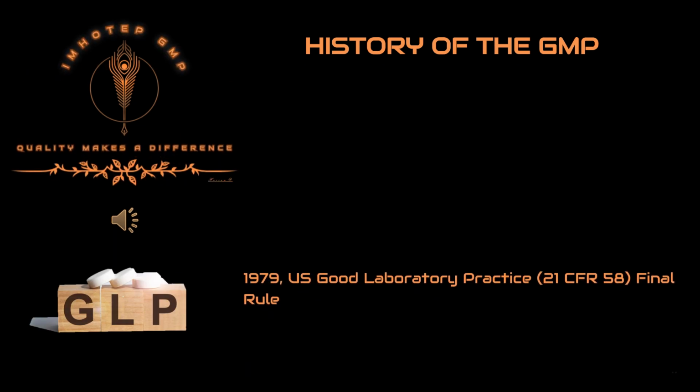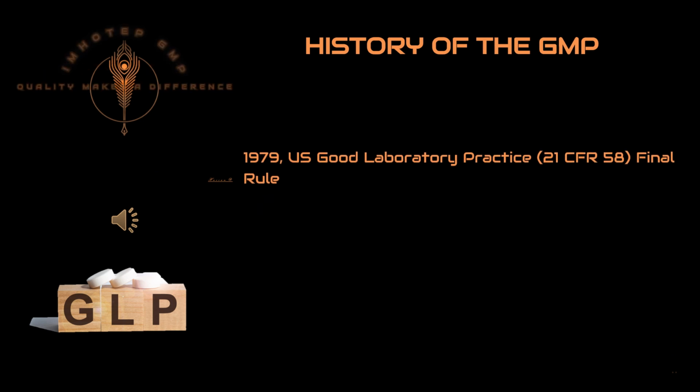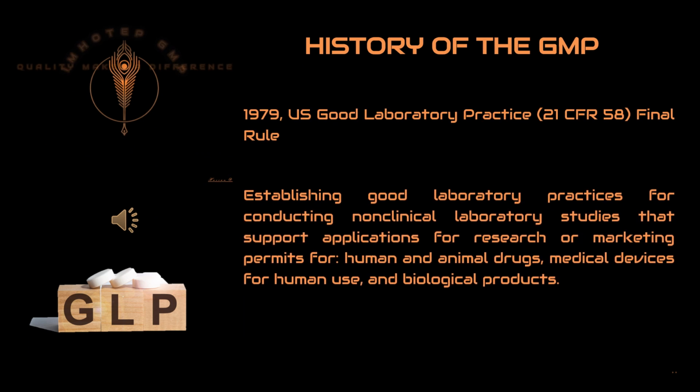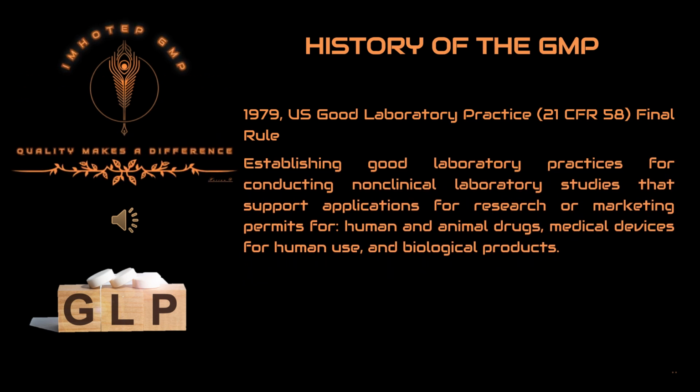1979. U.S. Good Laboratory Practice. 21 CFR 58, Final Rule. Establishing good laboratory practices for conducting non-clinical laboratory studies that support applications for research or marketing permits for human and animal drugs, medical devices for human use, and biological products.